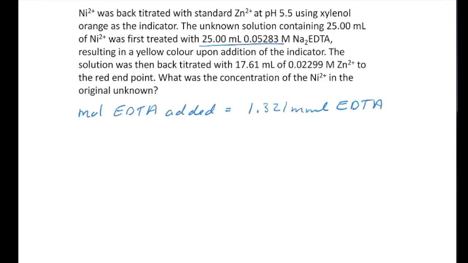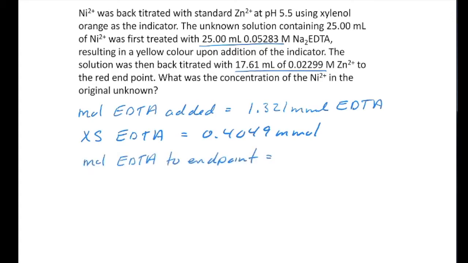Now the next step is to determine how much of that EDTA is in excess. And for that step, we just need to know how much zinc we added. So we do the same process that we just did. We're trying to figure out how much zinc was added, so we use those two numbers there. So we'll call this excess EDTA, and if we do that calculation, we get 0.4049 millimoles. Now to determine how much EDTA was needed to get to the endpoint, we simply subtract the excess EDTA from the moles of EDTA that were added. So the moles of EDTA to get to the endpoint ends up being 0.9161 millimoles.